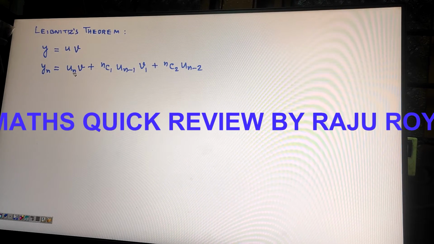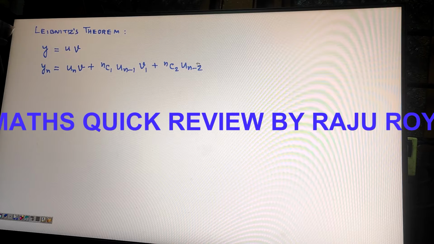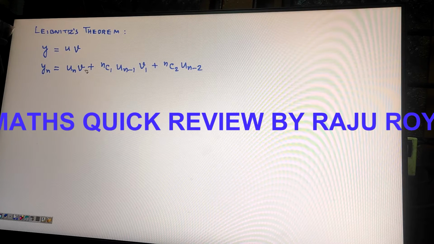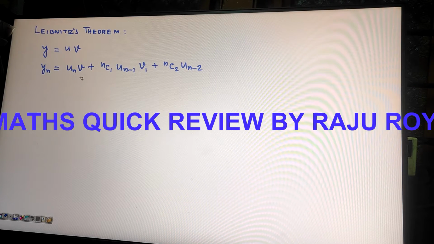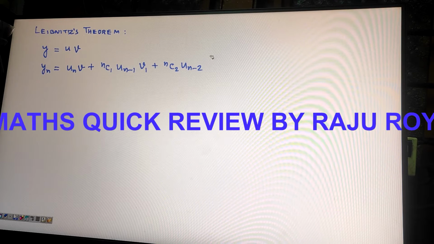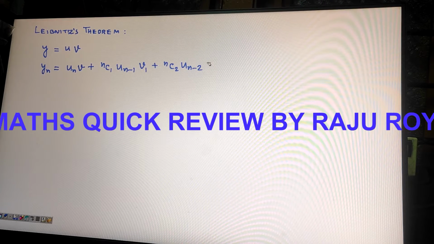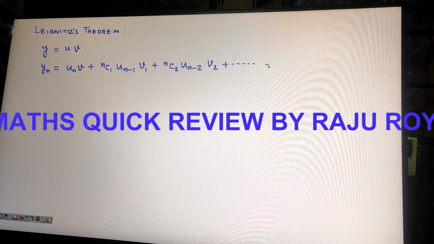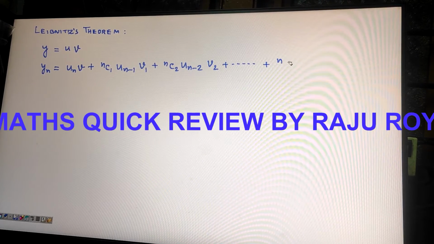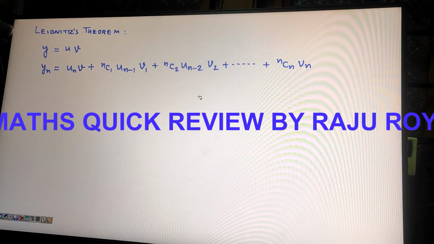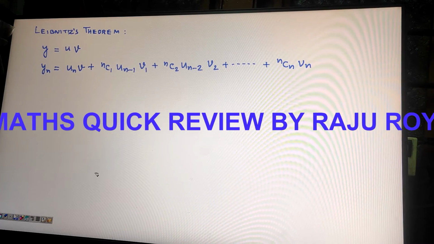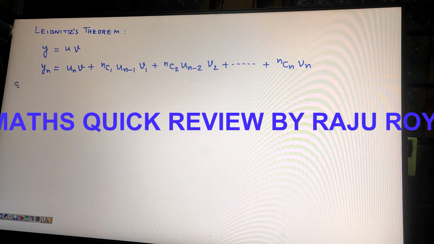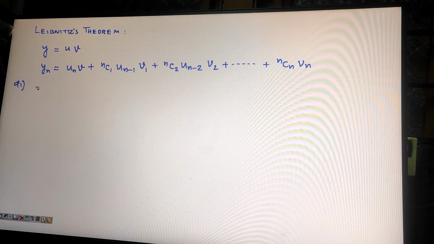So for u, the nth derivative, then n minus 1, then n minus 2. For v, what is happening? It is increasing by 1, and for u it is decreasing by 1 in the derivative. Okay, so on. It will go like that, and the nth term will be nCn u v_n. Okay, this is the Leibniz theorem. So let us take one example, then you will understand it better.